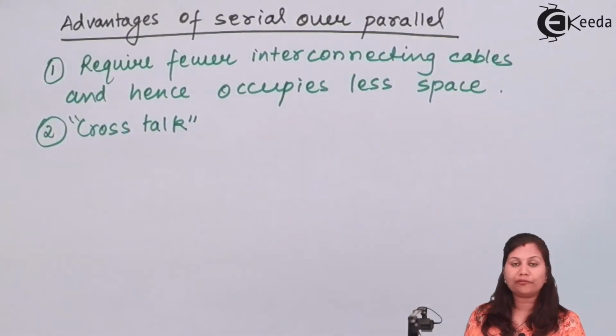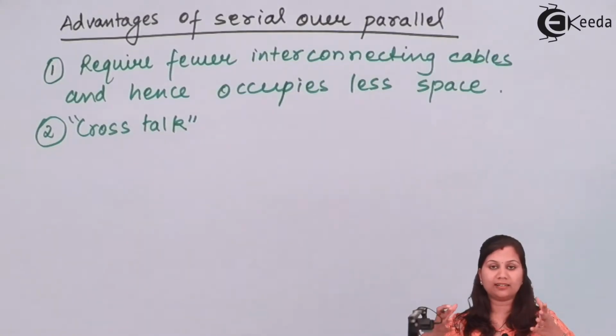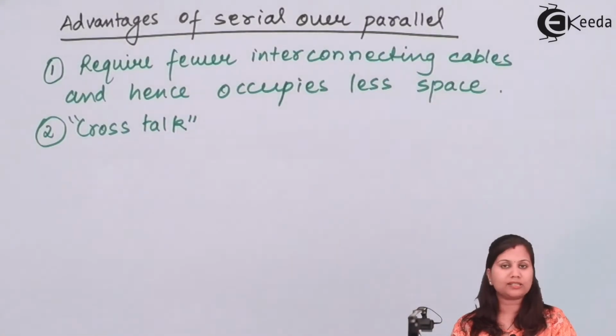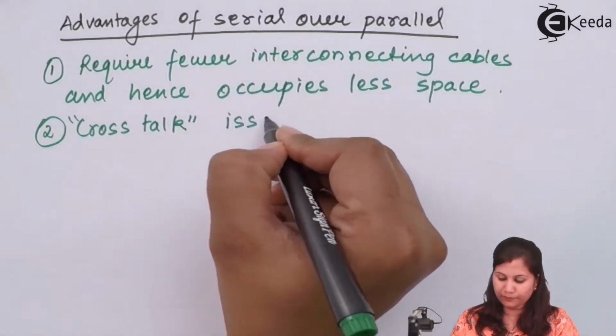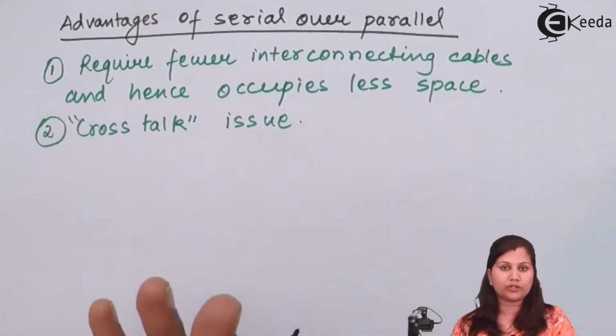Crosstalk is a kind of problem which occurs whenever we are transmitting data. Crosstalk means that when we are using several wires, the data transmitted on each wire can be mixed. That is not the case in serial transmission, because there is only a single line over which we are transmitting all the data. So there is no crosstalk issue in serial transmission. Whereas in parallel transmission, because there are several wires, the data on the wires can be mixed, and a crosstalk issue can occur.